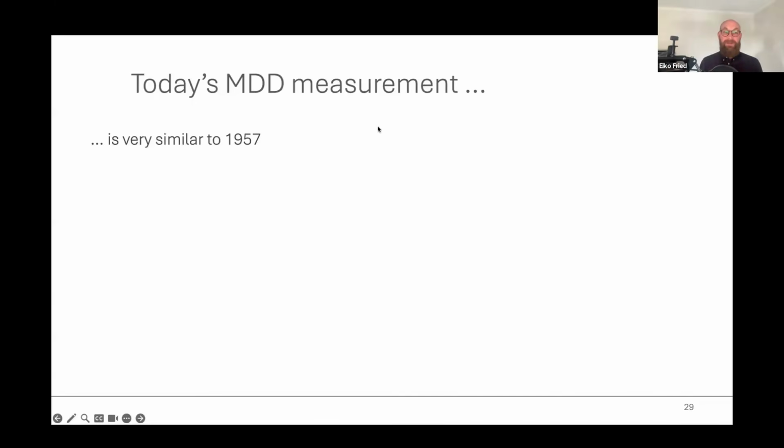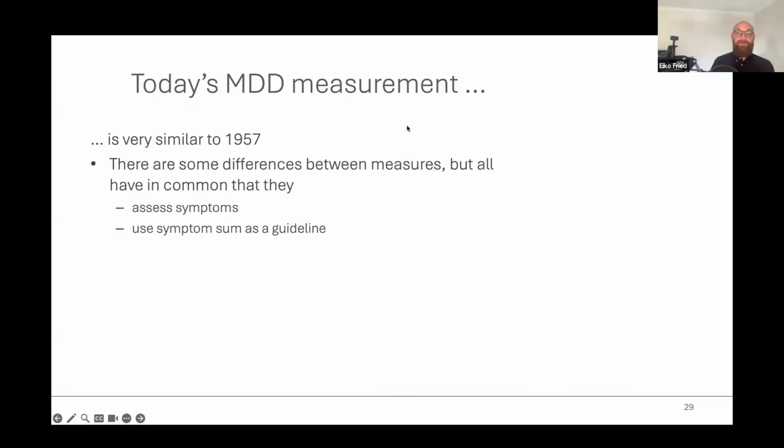Today's measurement is very similar to 1957. There are small differences, and we have many measures, about 280 measures for depression. Over 100 are still in use, and all these measures differ in small aspects: assessing frequency versus severity, clinician report versus patient report, focusing on more somatic versus affective symptoms, and so on. But they all assess symptoms, and they all use a sum score as a guideline. In the end, you sum up the symptoms, and then you get a score.